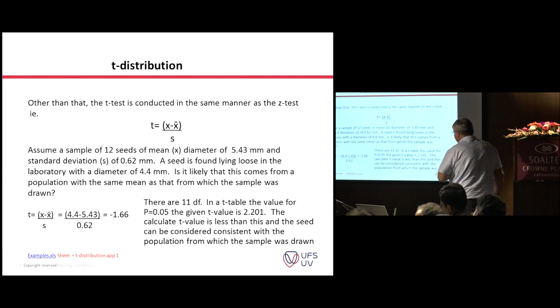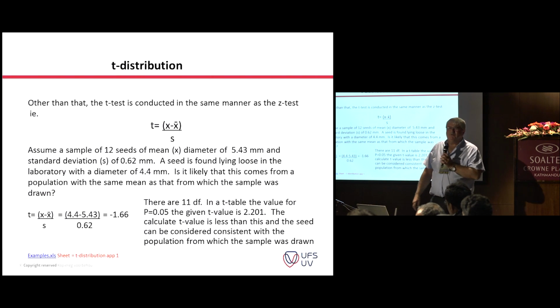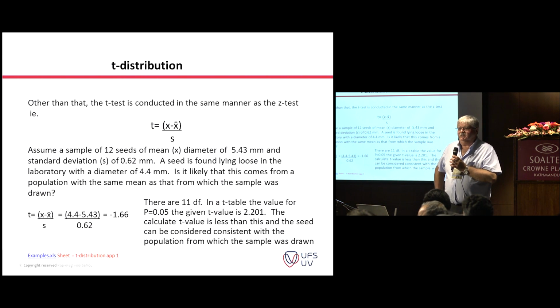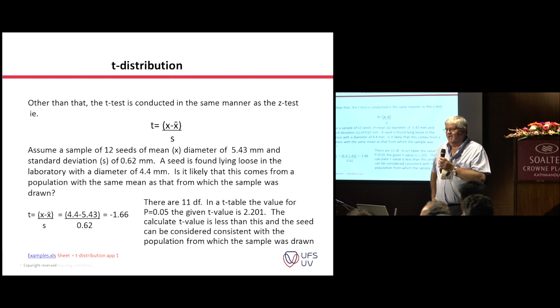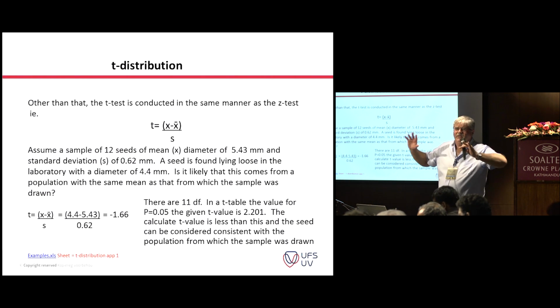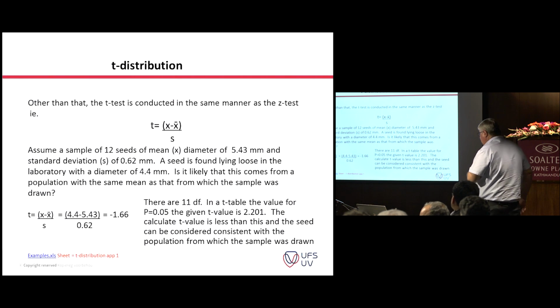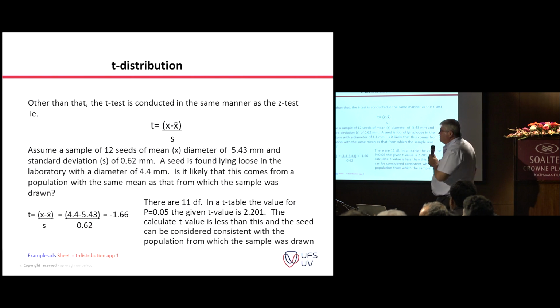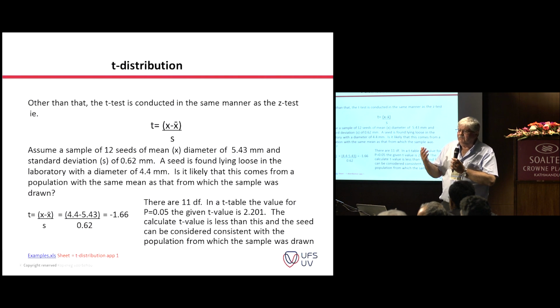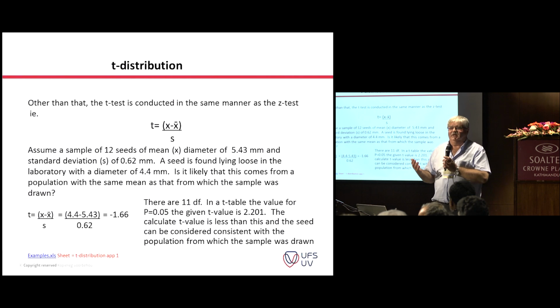Why do I want to know that? Because I want to compare populations. I want to know if one population differs from another. And if I don't have a measure of the variation in the two populations, I can't be sure that they're overlapping or they're actually separate. Okay? And this is where the t-value becomes very important in working out whether the populations overlap or they don't overlap. Okay?